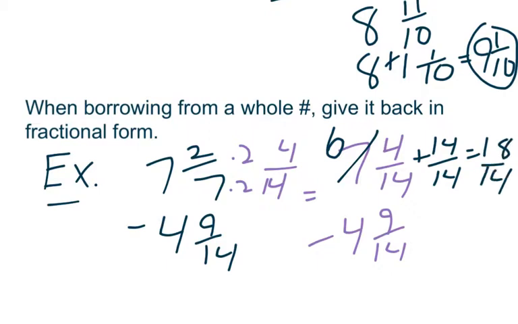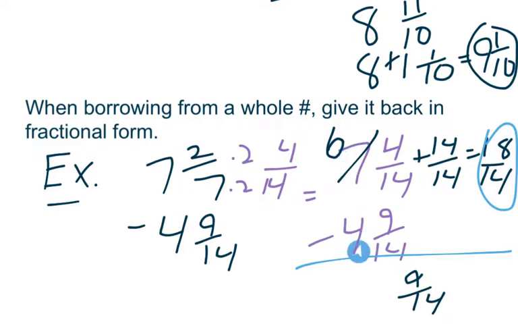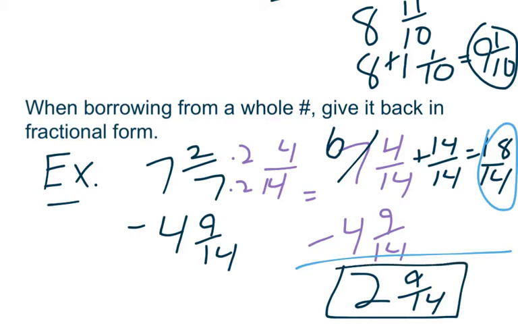So now it's 6 and 18/14, subtract 4 and 9/14. Now I can take 9 away from that 18. So 18 minus 9 gives me 9 out of 14. And the 6 minus the 4 gives me 2 for my whole number. And that's reduced. So it's just 2 and 9/14.